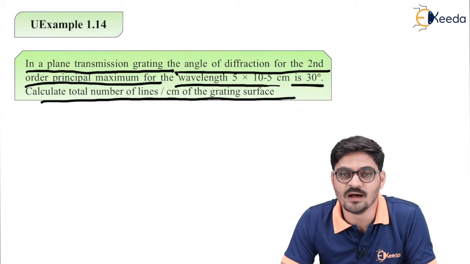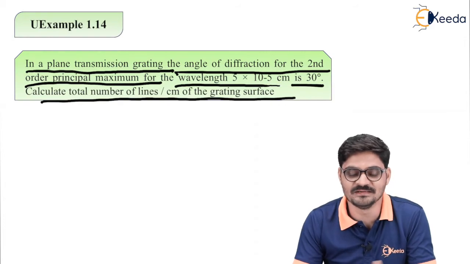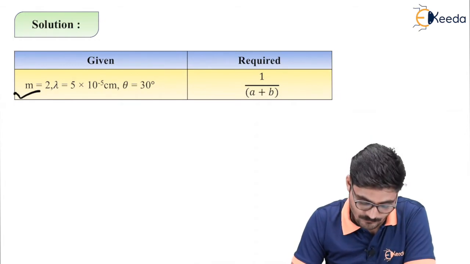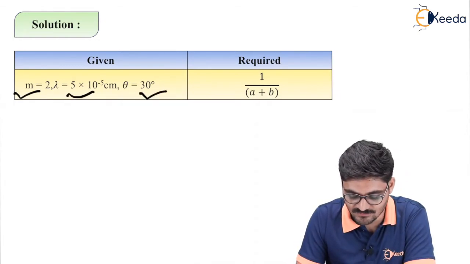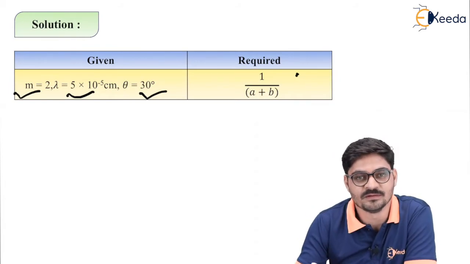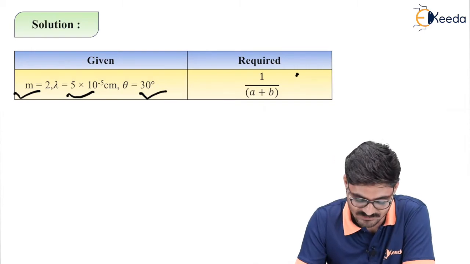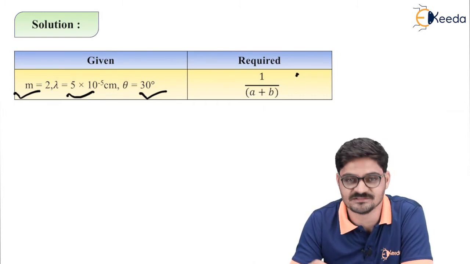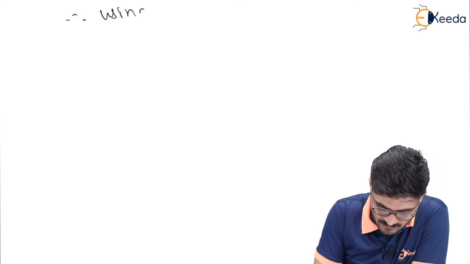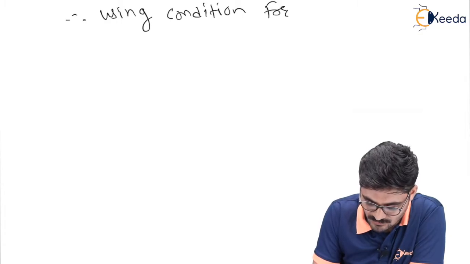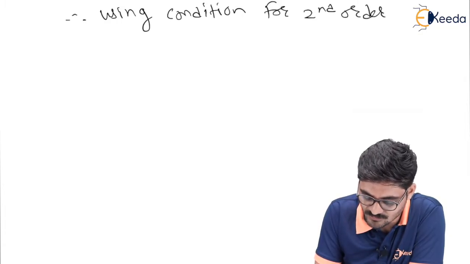Means you are asked to find grating element again, and for that what is given? Order is given, wavelength is given, theta is given, and what is required is number of lines per centimeter. So you have to first find grating element, and from that you can calculate number of lines per centimeter. So it is very simple to understand that you have to just use the condition for maxima here. So using condition for maxima, second order maxima you can say, because order is given.